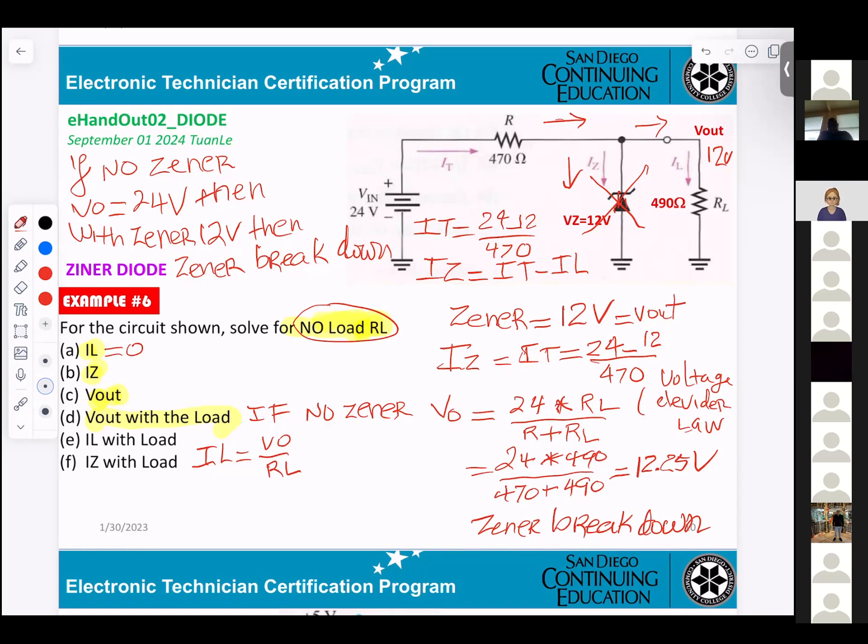Any question, anything? Hopefully next time, when you try to do the quiz for diode Zener, you can also get it done quickly. Do you have any question, anything?